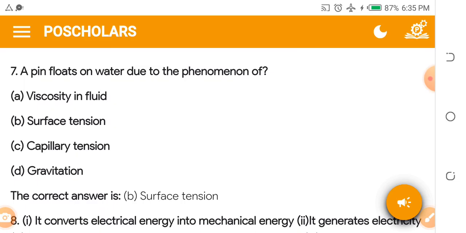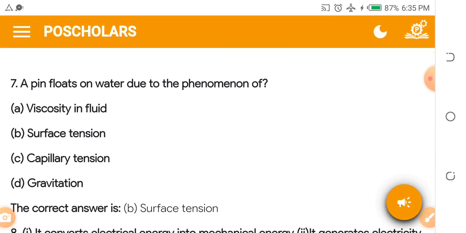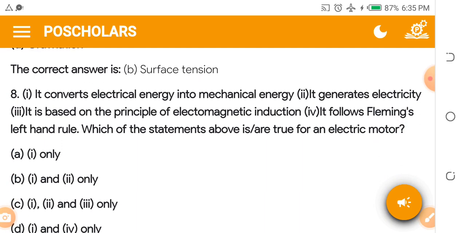Number 7, a pin floats on water due to the phenomenon of what? You know, if you drop a pin on water, because it's solid, it's supposed to sink. But a pin will float on water because of what? A, viscosity in liquid. B, surface tension. C, capillary tension. D, gravitation. The answer is surface tension. Surface tension. Okay?